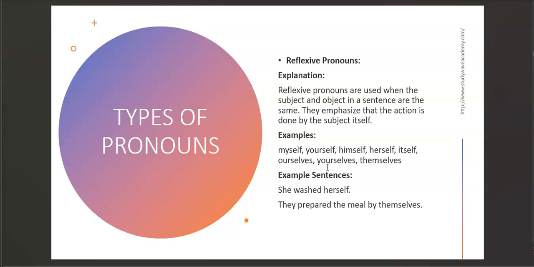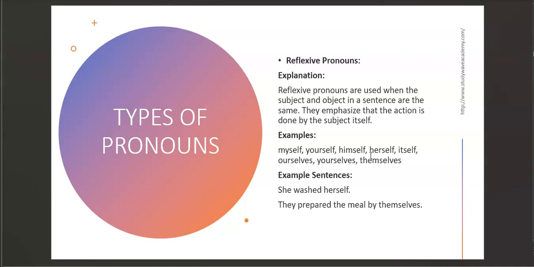Another example is they prepared the meal by themselves. So the students or the cooks or whoever prepared this meal did it by themselves. Okay, even I've used themselves here. So they prepared the meal themselves. No one else helped them. If it is the students who prepared the meal, they did it by themselves. No one else helped them. They didn't get a hand or any help from anyone. So those are called reflexive pronouns. They're just used when the subject and the object are the same.